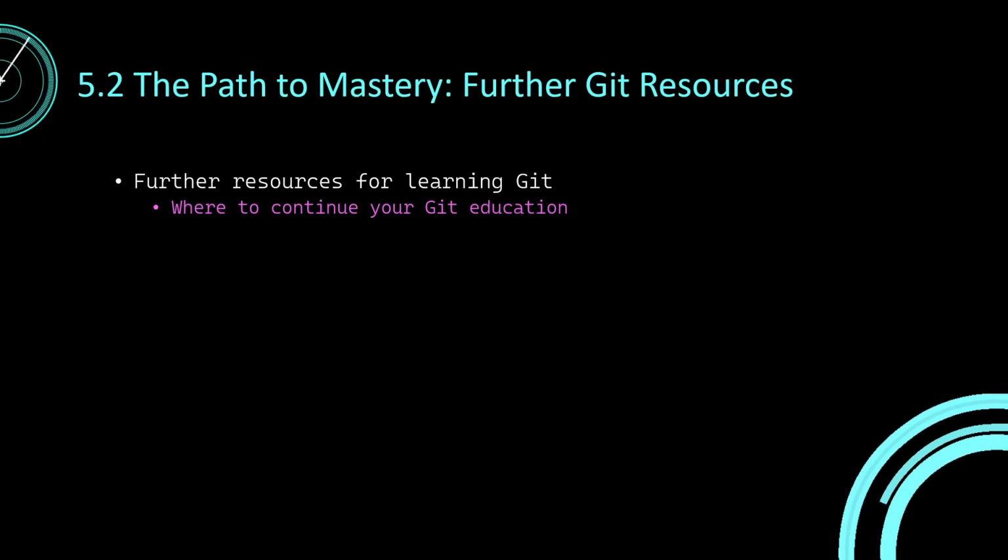I also like the Atlassian documentation as well. I find it quite easy to read. So those are the two areas that I would go to. The Pro Git book is actually hosted on one of the Git documentation websites as well. So you also have the official Git documentation if you so wish.